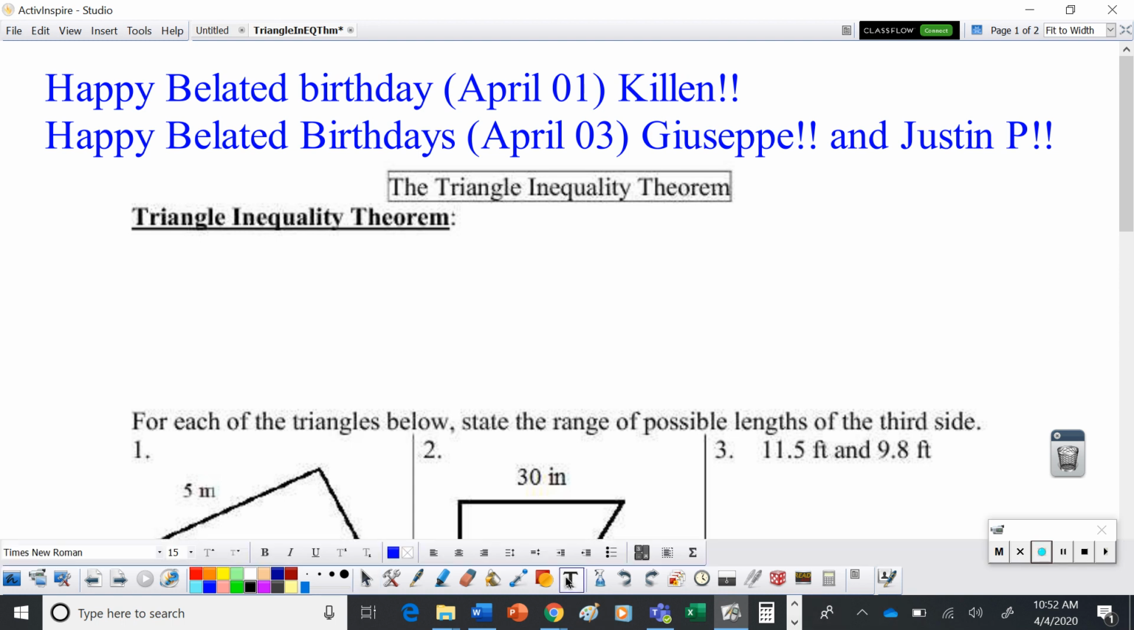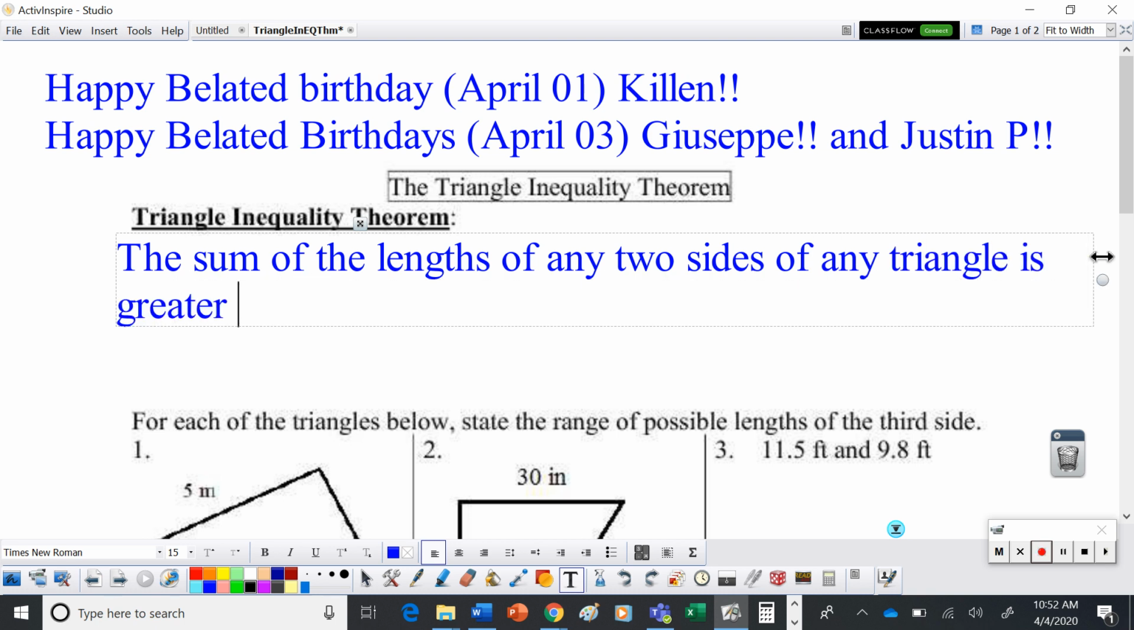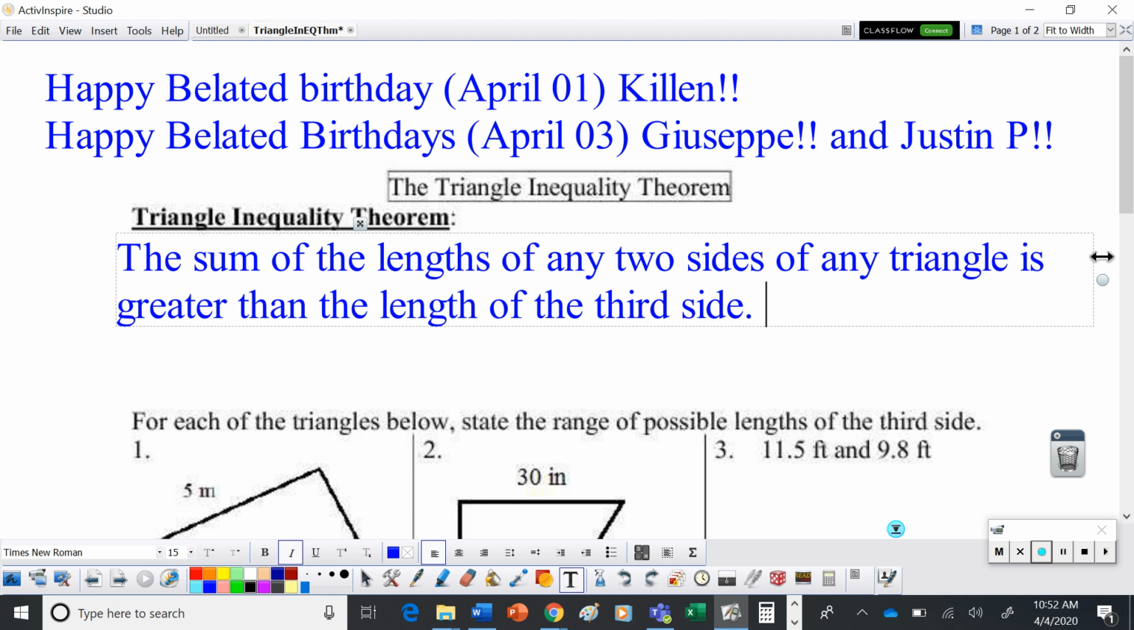So the triangle inequality theorem. As you saw on that PowerPoint, the triangle inequality theorem states that the sum of the lengths of any two sides of any triangle is greater than the length of the third side. So if we have side lengths A, B, and C, A plus B has to be greater than C.